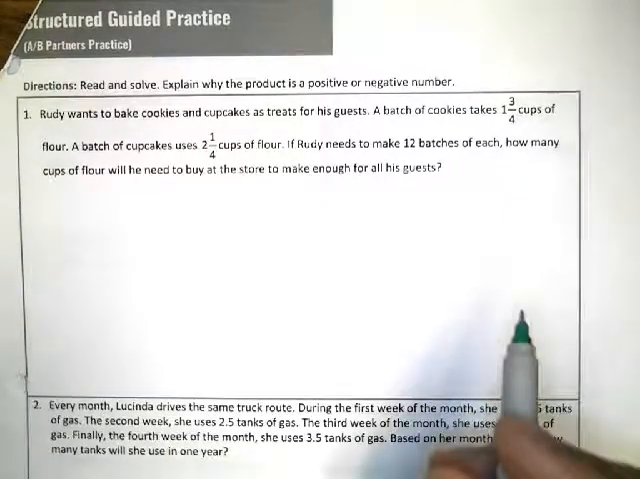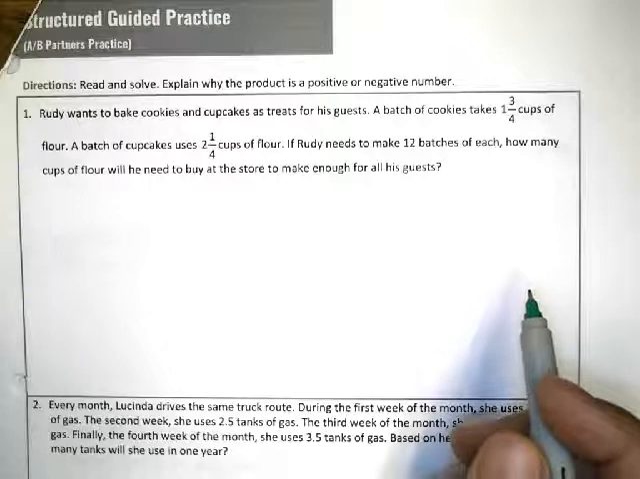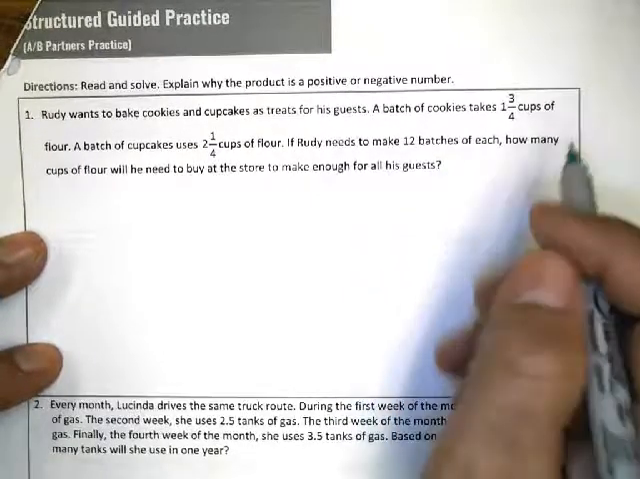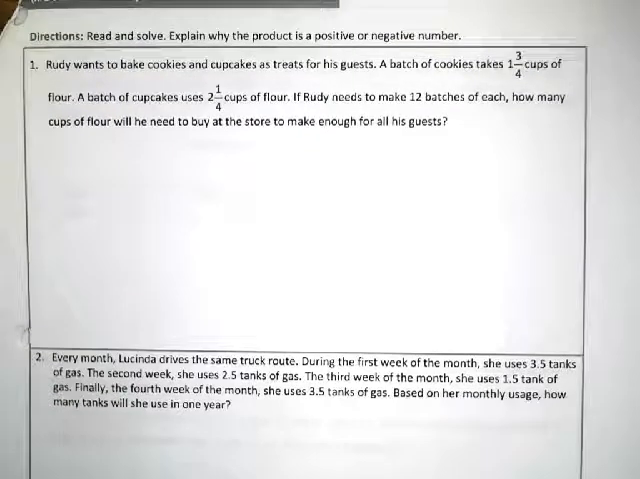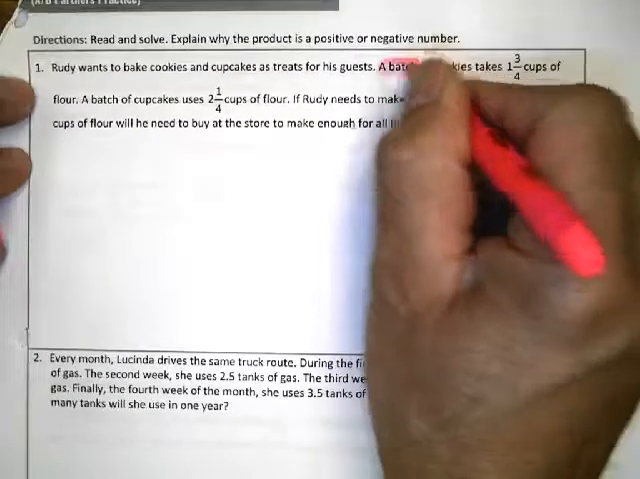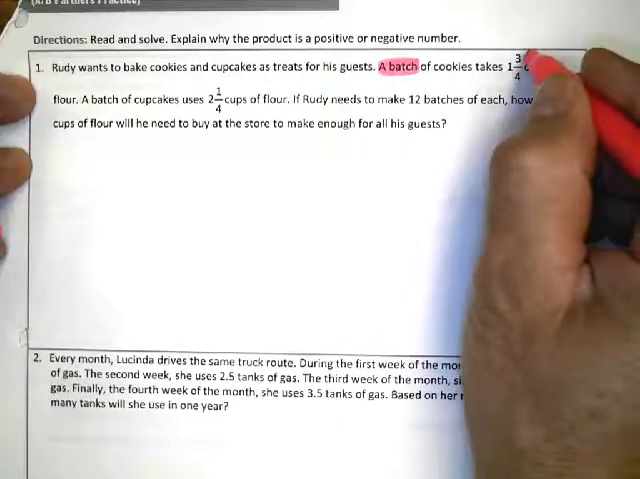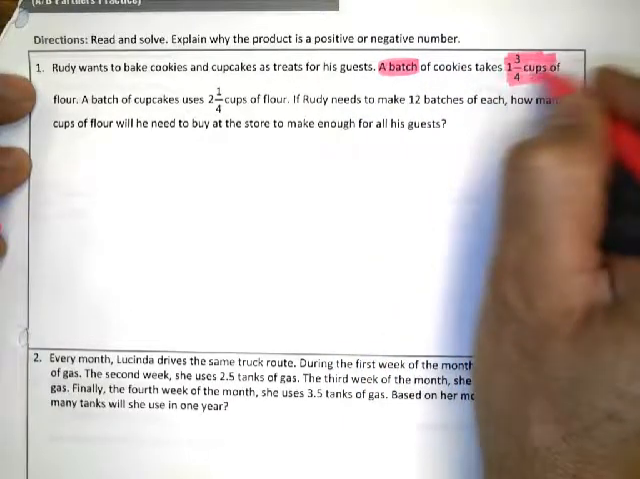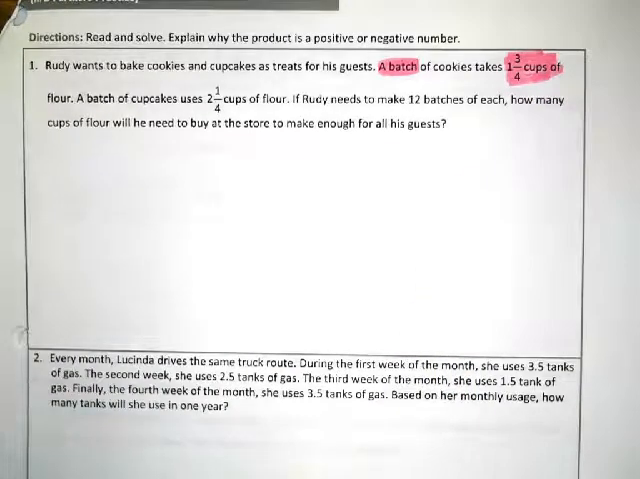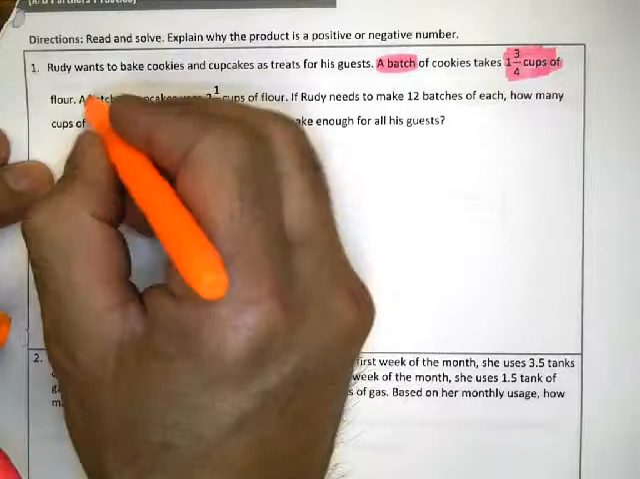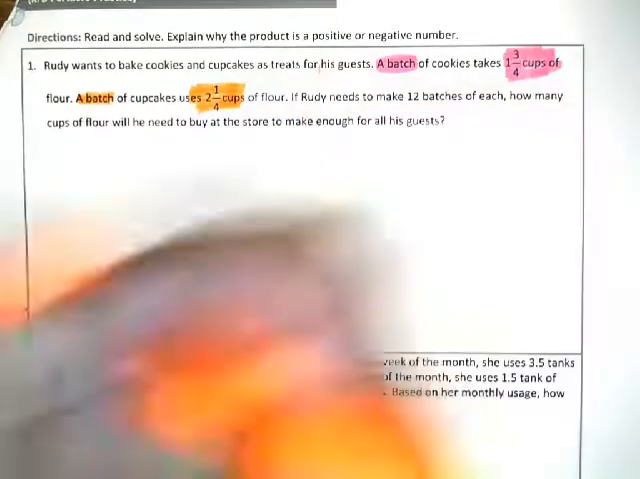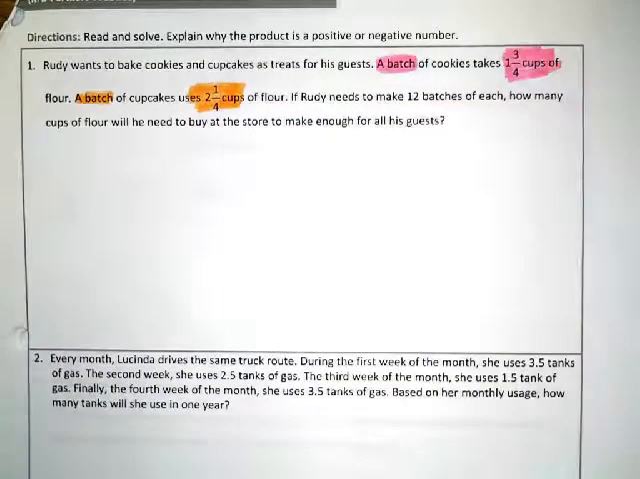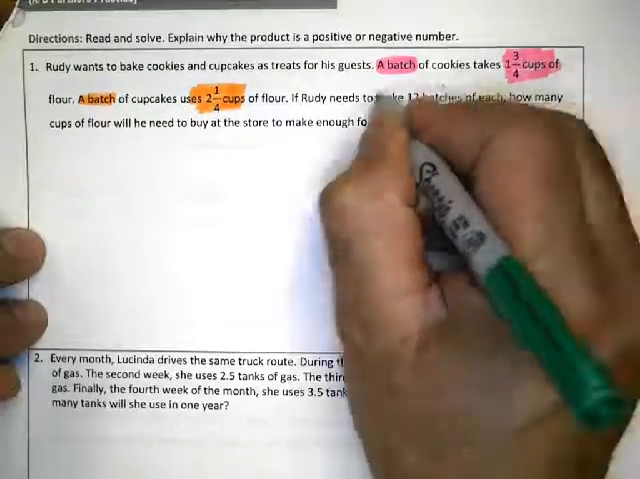All right, so this is about somebody that is making cupcakes and cookies, and he needs to make 12 batches for his friends. Now that I read the problem, I know what the problem is about. Now I'm going to read it again and pay attention to the details. To make one batch of cookies, he needs 1 3/4 cups of flour. To make one batch of cupcakes, he needs 2 1/4 cups of flour. And then he wants to make a total of 12 batches.